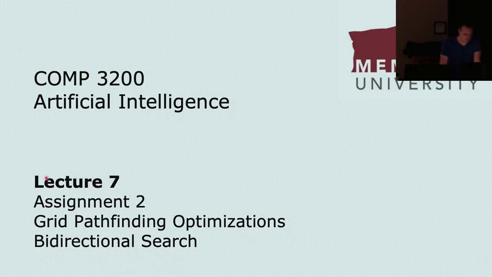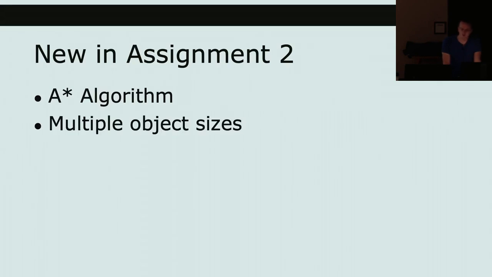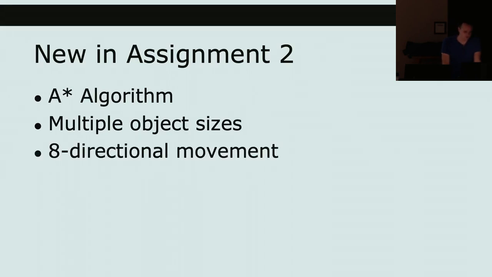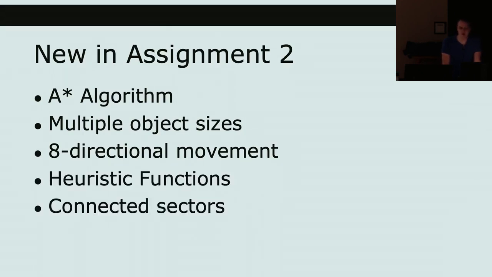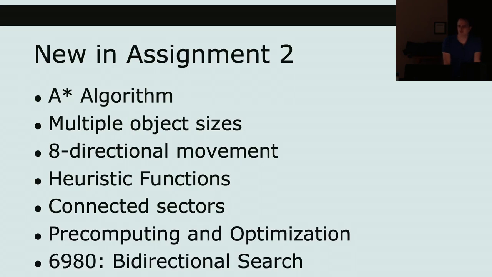So today we're talking about assignment 2. We're talking about a bunch of pathfinding optimizations on grids, and then at the very end we'll talk about bidirectional search. So what's new in assignment 2? We have the A-star algorithm. We have multiple object sizes. You will be doing size 1, 2, and 3. 8-directional movement instead of just 4-directional movement, which introduces its own intricacies. We're talking about heuristic functions. We have these things I'm calling connected sectors. Sectors are just sets of states that are all connected to each other. Some pre-computing and optimization, as well as the bidirectional search.